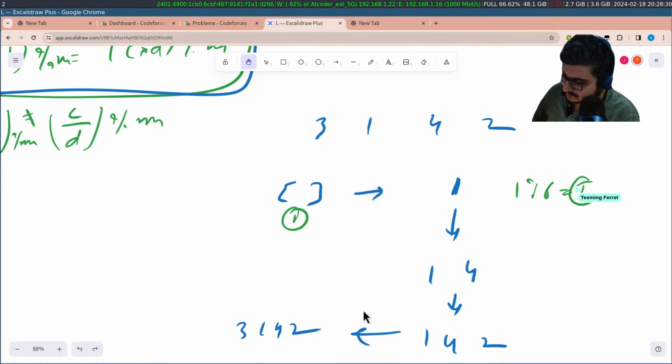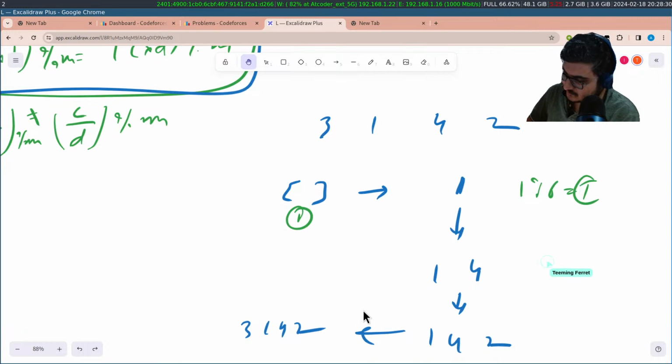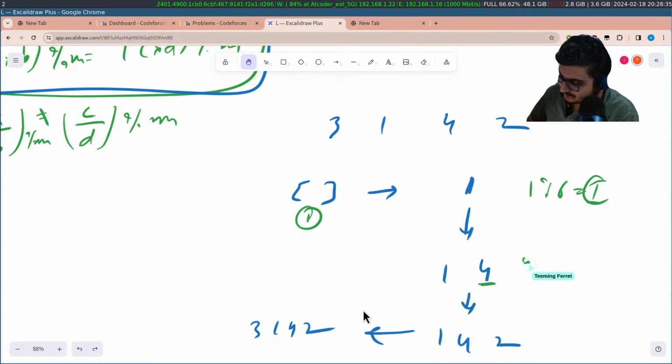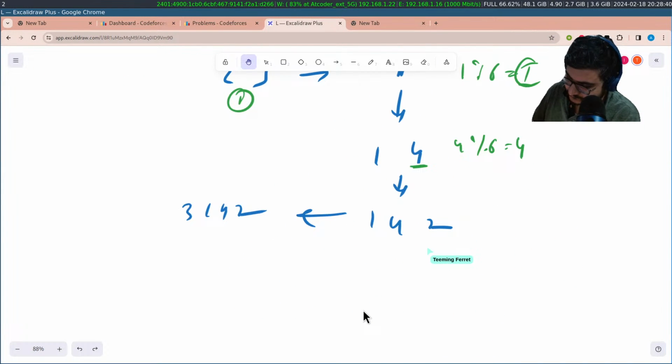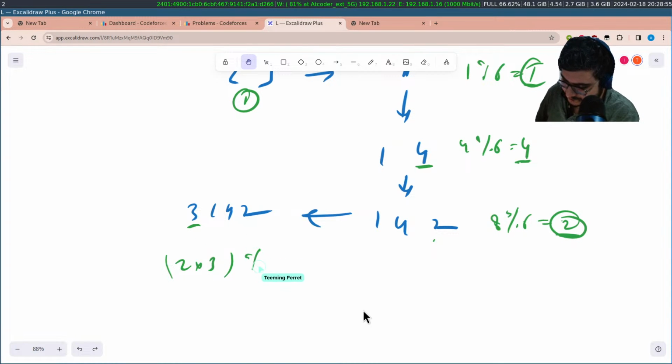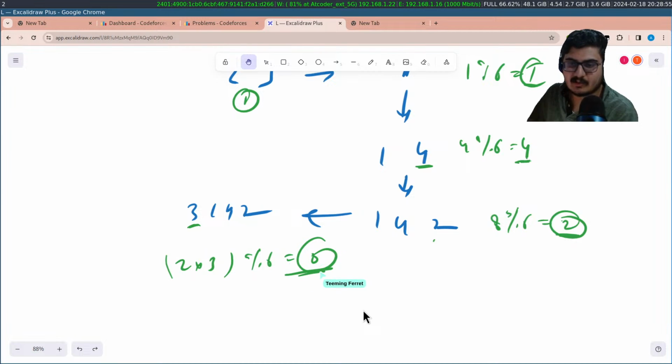Now you have 4, so you just multiply this 1 by the new number you have added, which would be 4 mod 6, which is again 4. Now when you add 2, you multiply 4 by 2, which is 8 mod 6, which is 2. And now when you add 3, you multiply 2 into 3 and take mod, which would be 0. So you have got all the answers over here.